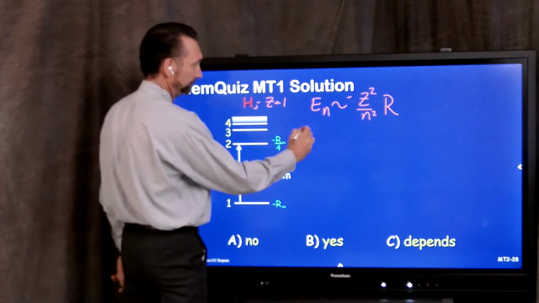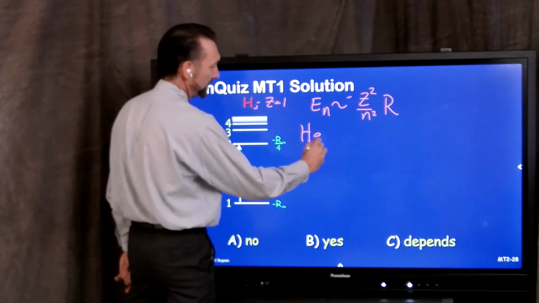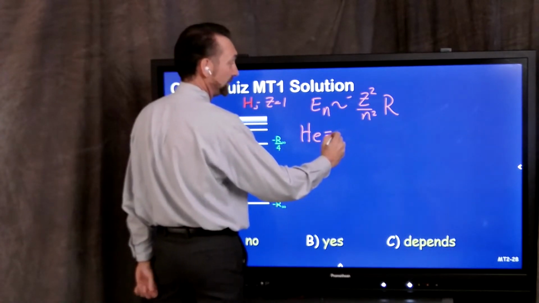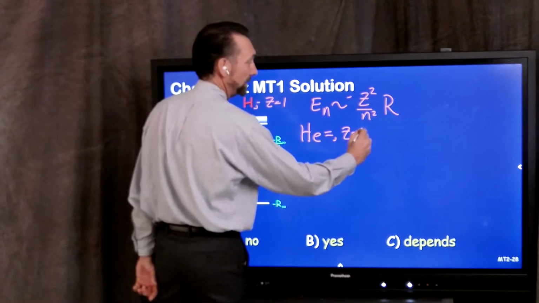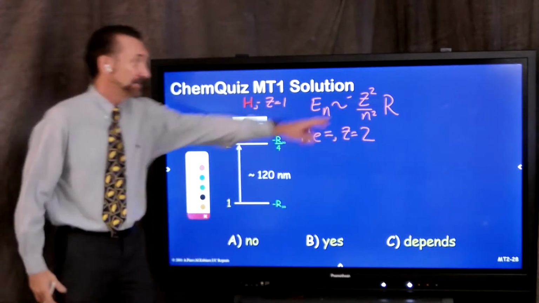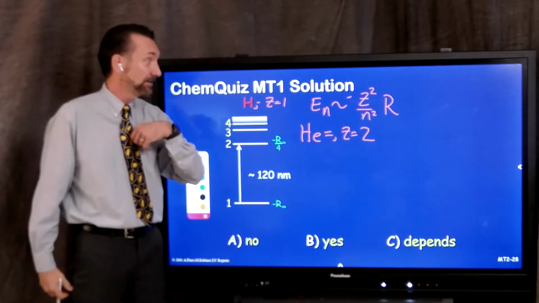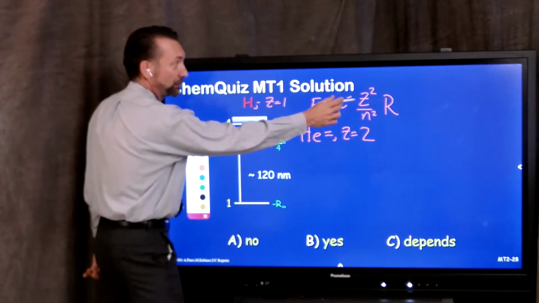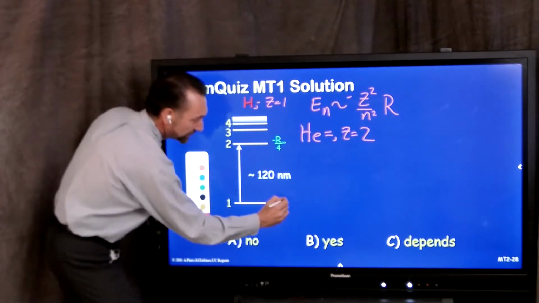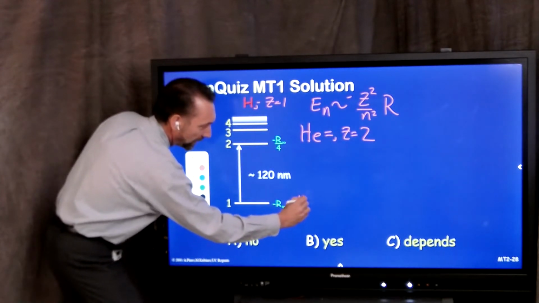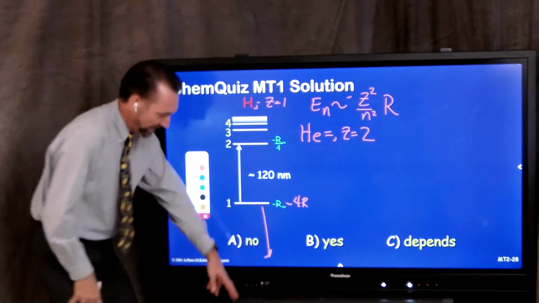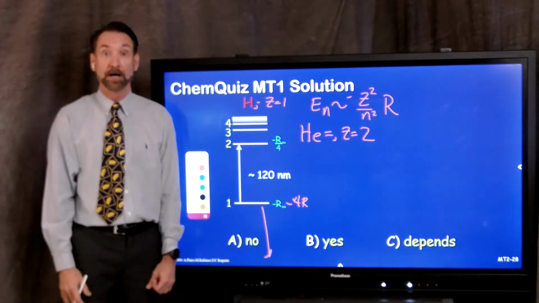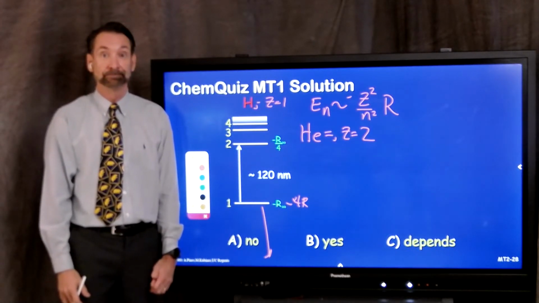When you go to helium, Z is still the atomic number, the number of protons in the nucleus. So Z is 2, but N is still 1. We still got to ionize it from the ground state. So for the ground state of helium, it's 2 squared R. So this is minus 4 R. That's way down here off the screen, low for the ground state of helium.